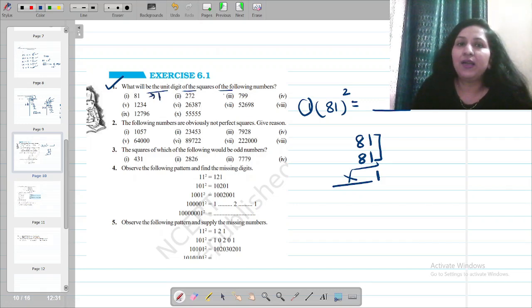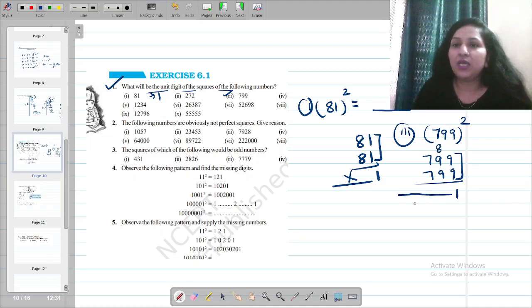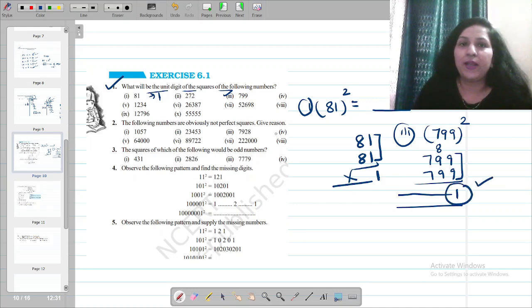Have a look here, let's say for the third part. The number given is 799. It is asking, if I find the square of this number, what will be the ones digit? What will we do? 799 into 799. 9 into 9 is 81. 1 will come here and 8 go up. Now whatever calculation we do, whatever the number is, we are least bothered, we have got the ones digit. So your answer is 1 here.